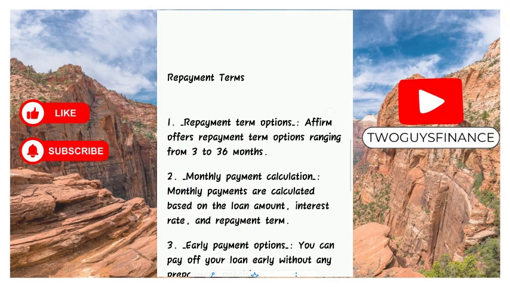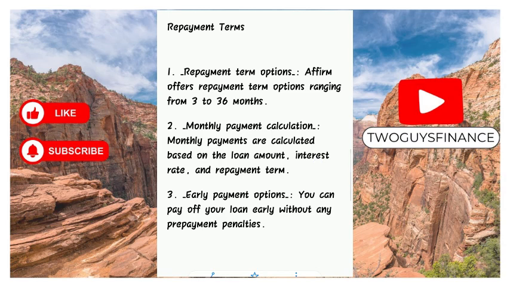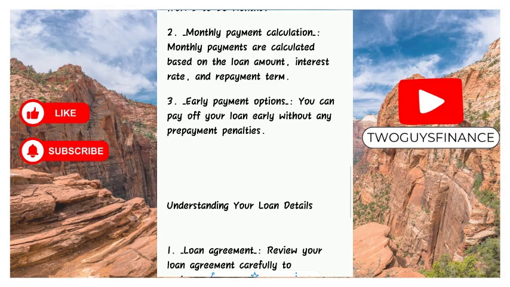Now, for repayment terms, the first to note is repayment terms options. Affirm offers repayment terms options ranging from 3 to 36 months. There's also a monthly payment calculation. So monthly payments are calculated based on the loan amounts, interest rates, and the repayment term. And also there's the early payment option, so you can pay off your loan early without any prepayment penalties. So you got to take note of those.